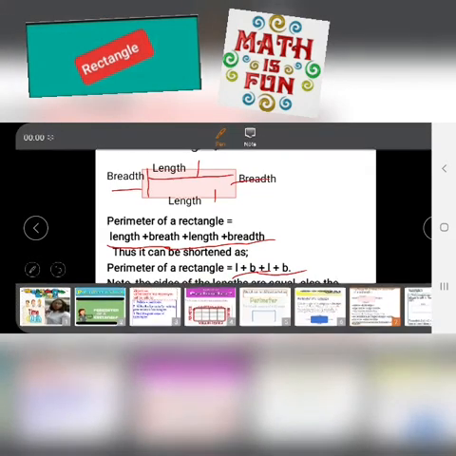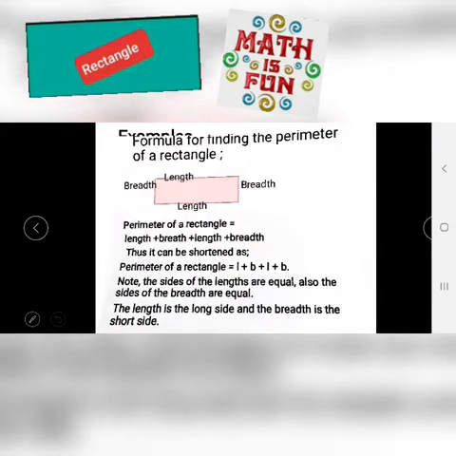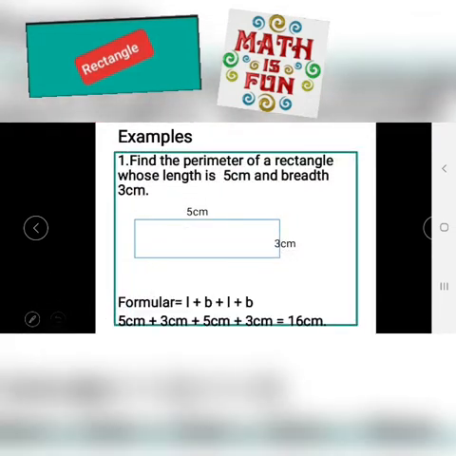Okay, let's check some examples. Find the perimeter of a rectangle whose length is 5 centimeters and breadth 3 centimeters. Yes, the length is 5 centimeters. I've drawn this for you. When you're going to do yours, you're going to draw it yourself.